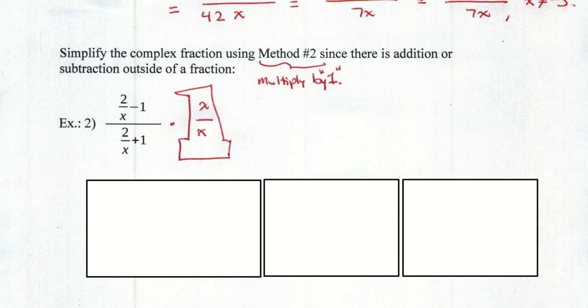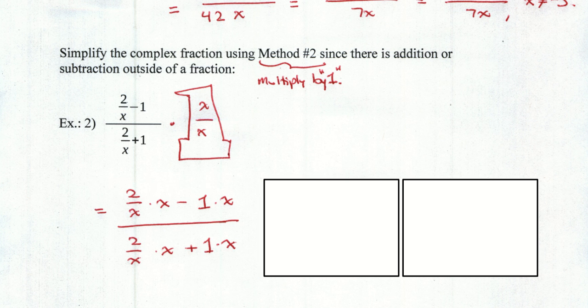Now, when we do that, notice that the fraction bar is a grouping symbol. And that means that the difference in the numerator and the sum in the denominator are essentially inside of parentheses. So when we do this multiplication, we have to distribute. So both of those terms, the 2 over x and the negative 1 in the numerator, are going to be multiplied by x, and similarly in the denominator. So when we do that, notice how all the terms, both numerator and denominator, get multiplied by a factor of x.